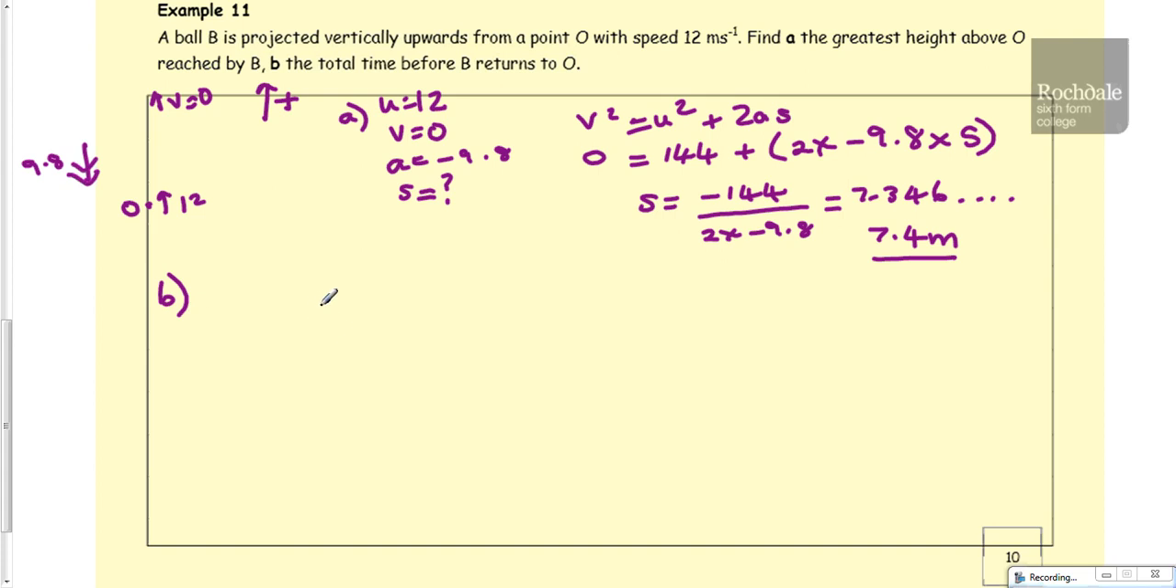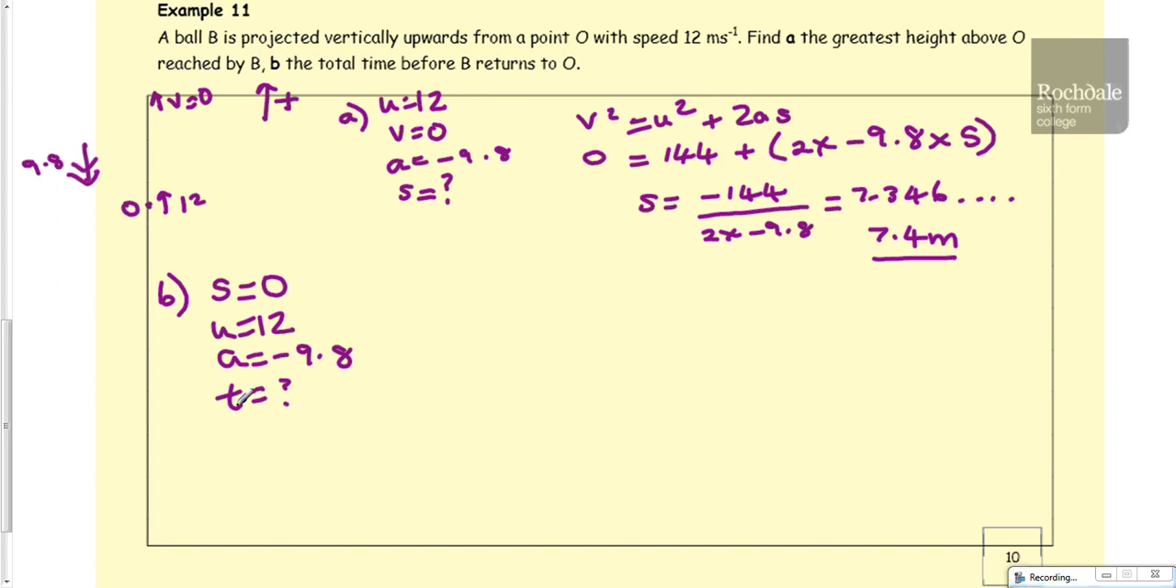Okay, part B, we've got to find the total time before this ball returns to O, the starting point. So if you imagine you've thrown the ball up, it comes to instantaneous rest. And because it's vertical, it will come right back down to the starting point. We know that when it gets back to the starting point, its displacement S is 0. We've got to remember that S is displacement from the starting point. We know that U is 12, that was the initial speed. The acceleration is still in the opposite direction to motion. If U is upwards, acceleration is downwards, it's the opposite direction. And we've got to find T. Okay, T is what we're looking for.